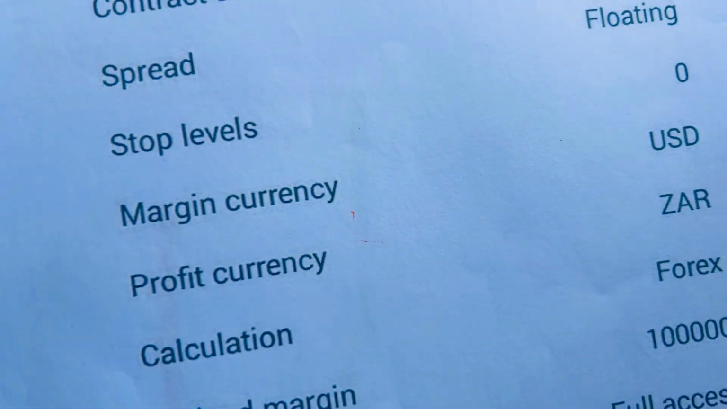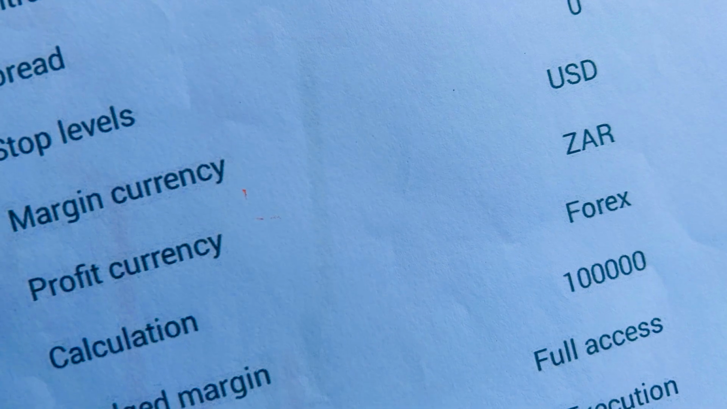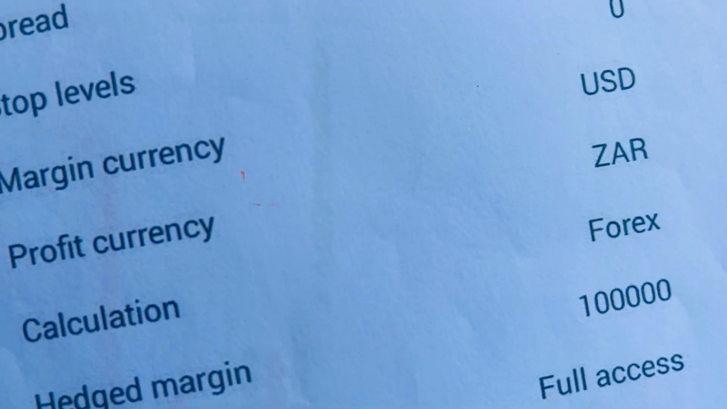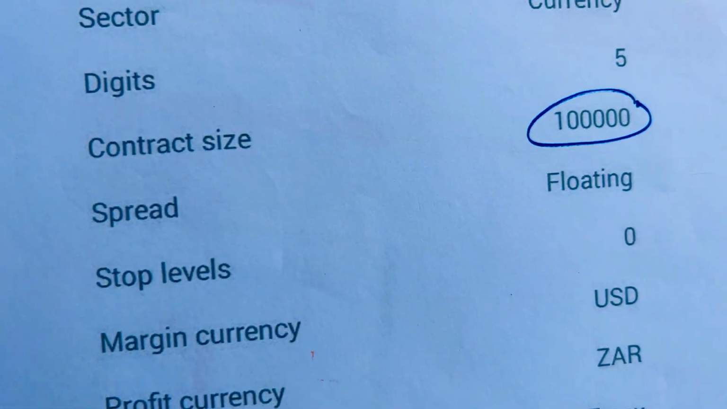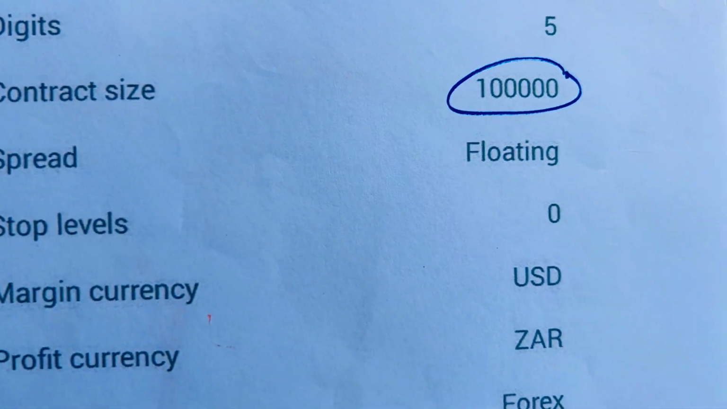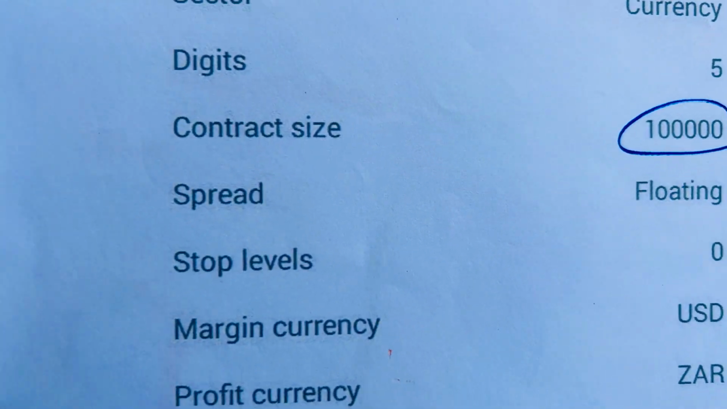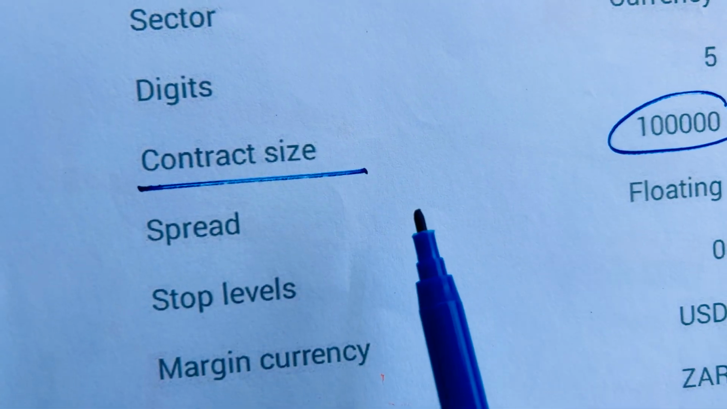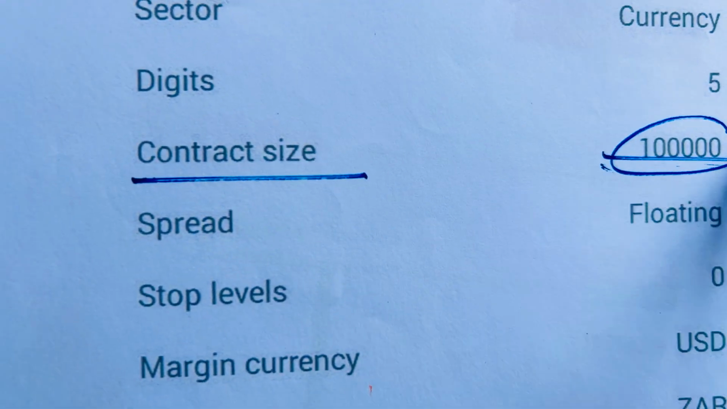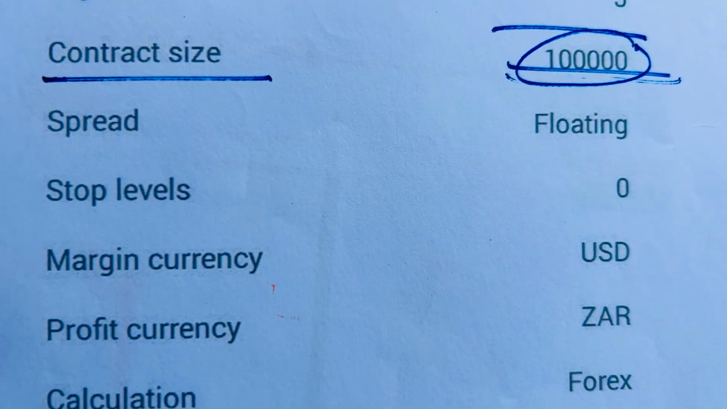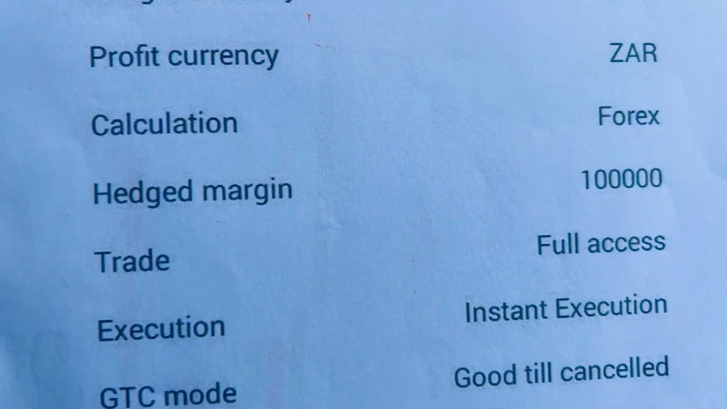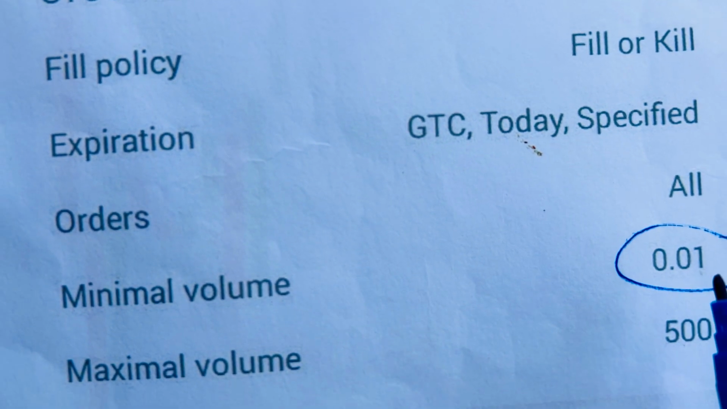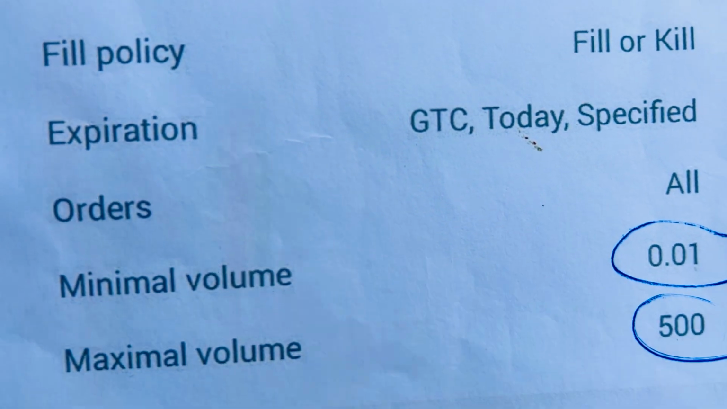I want you to understand or pay attention to this information so that next time whenever you trade, you don't make the mistake of opening a lot size that you are not meant to open. Now, when we trade based on the contract, and the contract here is 100,000, this contract works hand in hand with the minimum volume here. You can see we have a minimum volume of 0.01 and a maximum volume of 500.